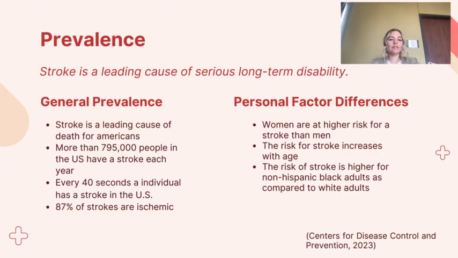Moving on to the prevalence of a stroke event. A stroke is a leading cause of death for Americans. More than 795,000 people in the U.S. have a stroke each year. Every 40 seconds, an individual has a stroke in the U.S. 87% of strokes are the ischemic type, which is caused by obstructed blood flow in the brain. Some personal differences include women are at higher risk for a stroke than men, the risk for stroke increases with age, and the risk for stroke is higher for non-Hispanic Black adults as compared to white adults.